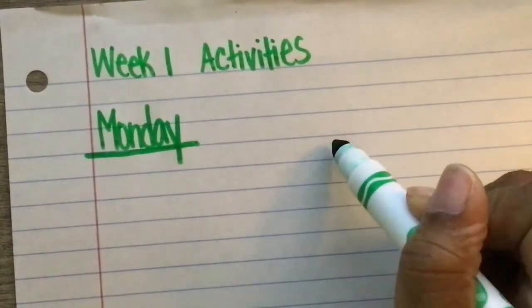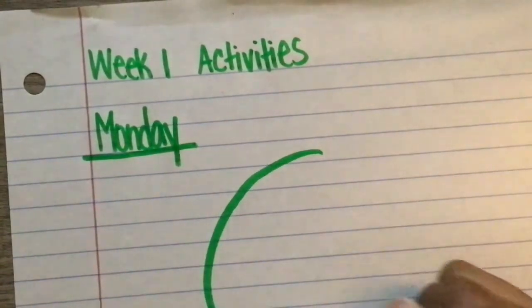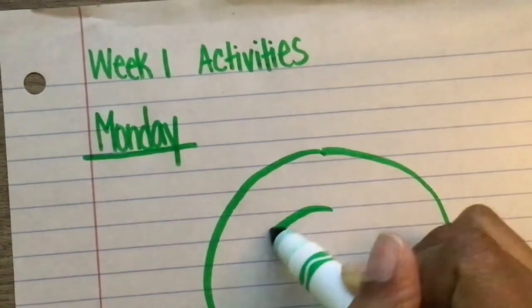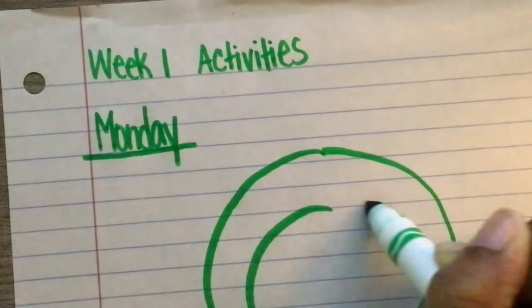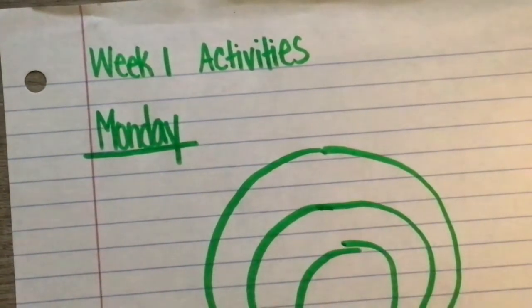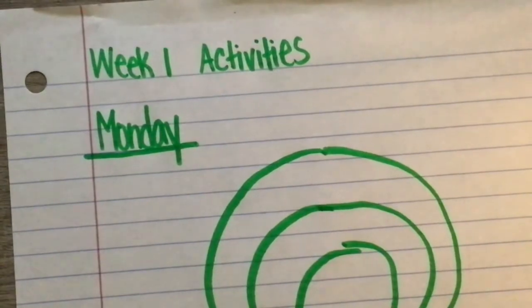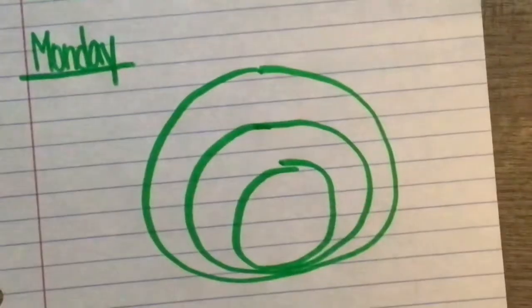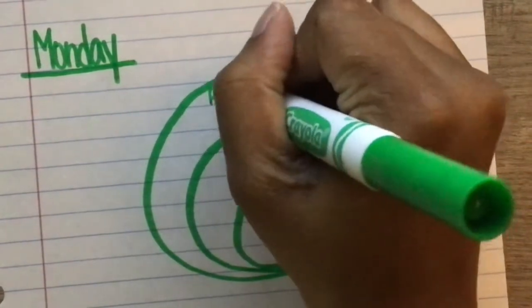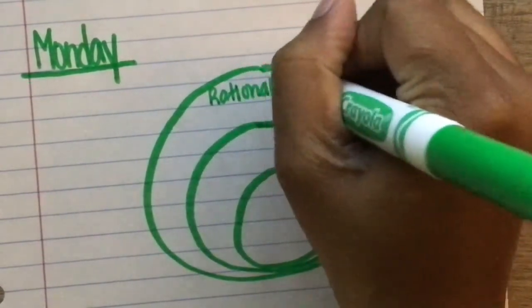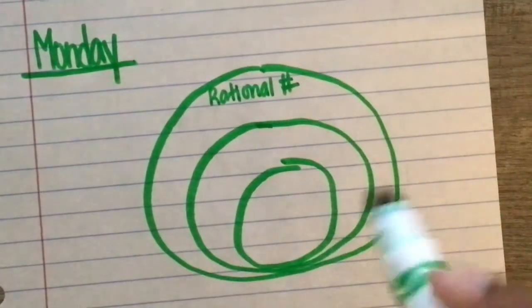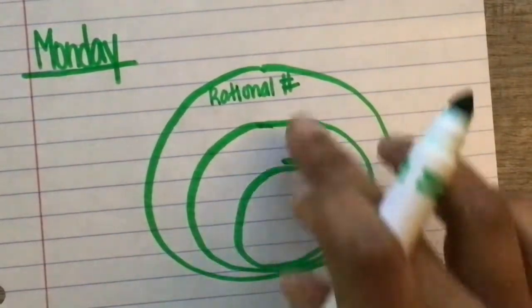So I'll start with a large, I'm gonna do like an oval. Then another one, and another one. And they want you to label it using rational numbers, integers, and whole numbers. So this will be rational. That means everything within this circle is going to be considered rational, and that includes these circles too.